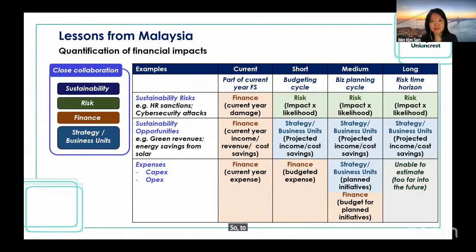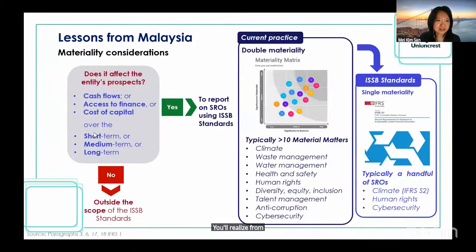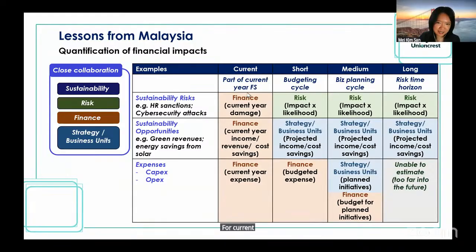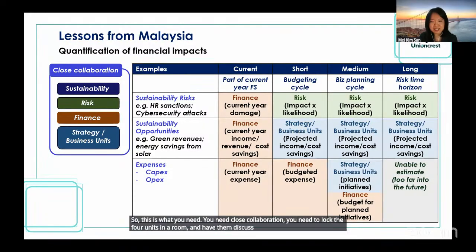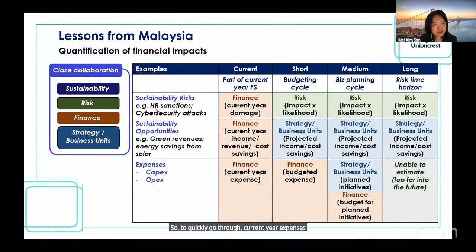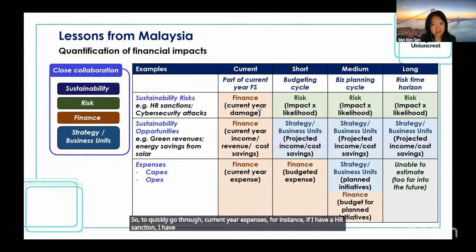So to clearly go, let me explain. You realize from the materiality assessment here, you need to look at impacts on the entity's prospects over short, medium, or long term, right? For current, you are looking at current year financial statements. Short term typically ties into your budgeting cycle, medium to your business planning cycle, and of course, long-term horizons to your risk cycle. So this is what you need. You need close collaboration. You need to lock the 4 units in a room and have them discuss this quantification until they can land. So to quickly go through, current year expenses, for instance, if I have an HR sanction, I have fines, it would be in your financial statements.